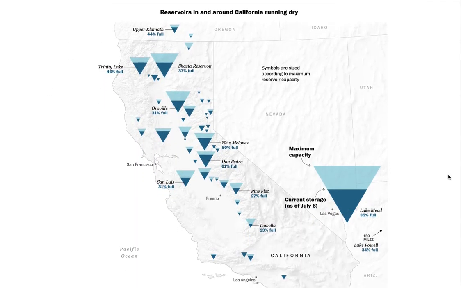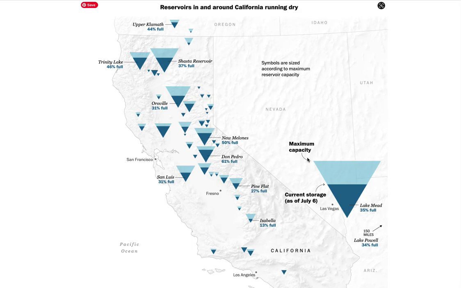We've got a map of California using, that's right, inverted triangles. I really like this visualization. I think it's super fun. I think it really gives you a sense of that sort of funnel of things empty versus filled up.